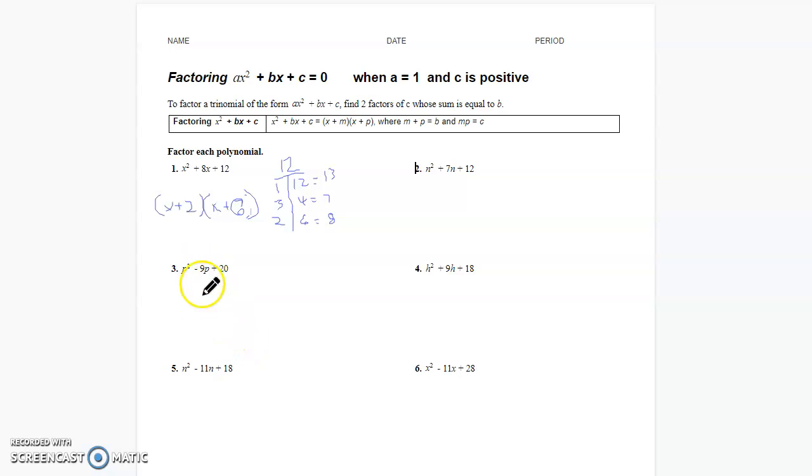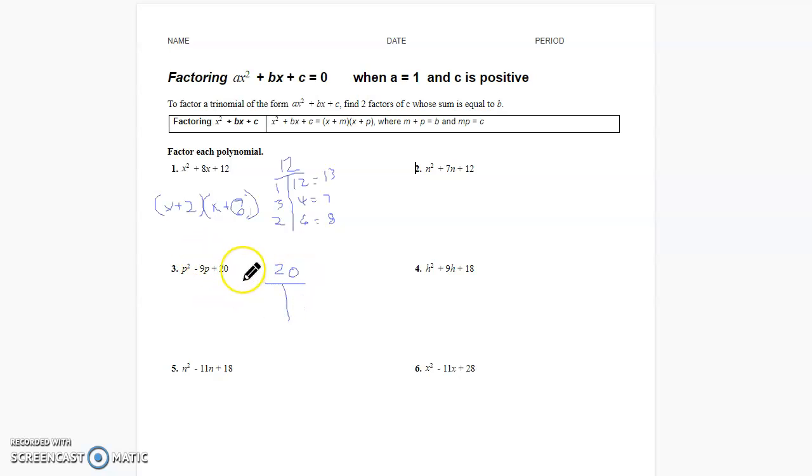Now, if you look at number 3, we have a minus sign in front of the 9. What that means is that it's going to be p minus and p minus. What are the factors of 20 that add up to negative 9? Oh, negative 9, not 9.